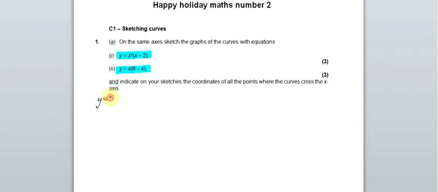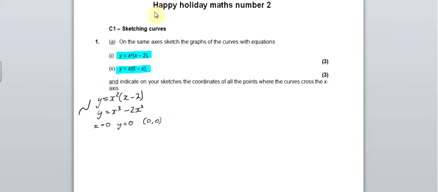So y equals x squared times x minus 2, which means that y equals x cubed minus 2x squared. So that means we've got a positive cubic there, which looks that sort of shape. Now let's just consider our intercepts. First of all, when x equals 0, y equals 0. So that's somewhere to plot.